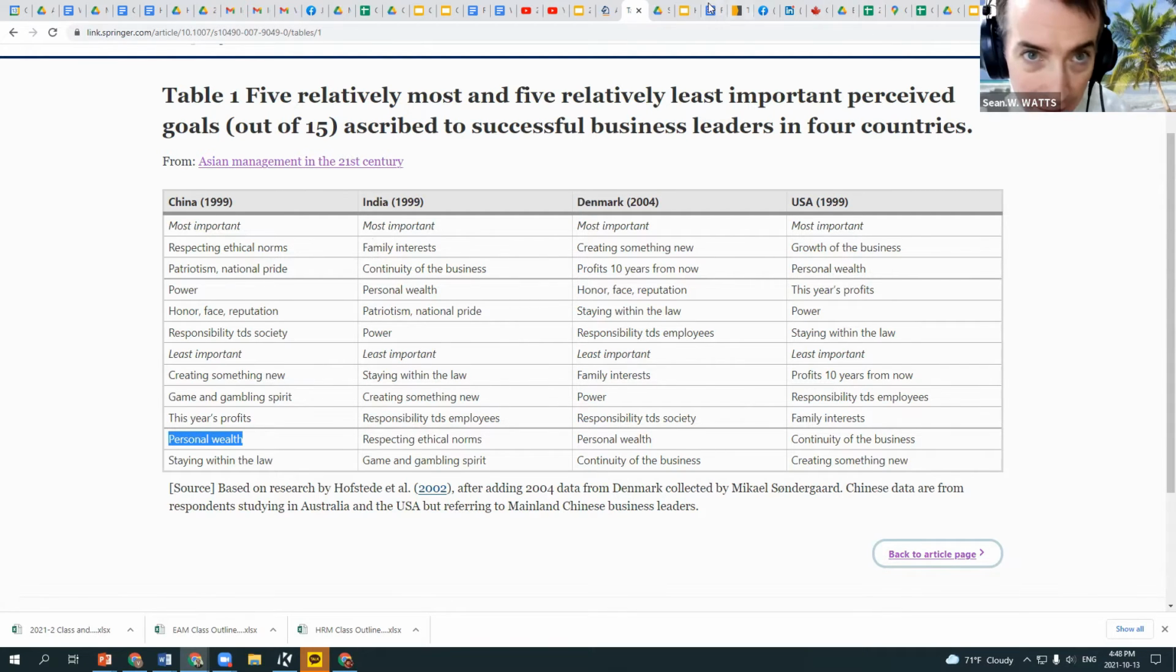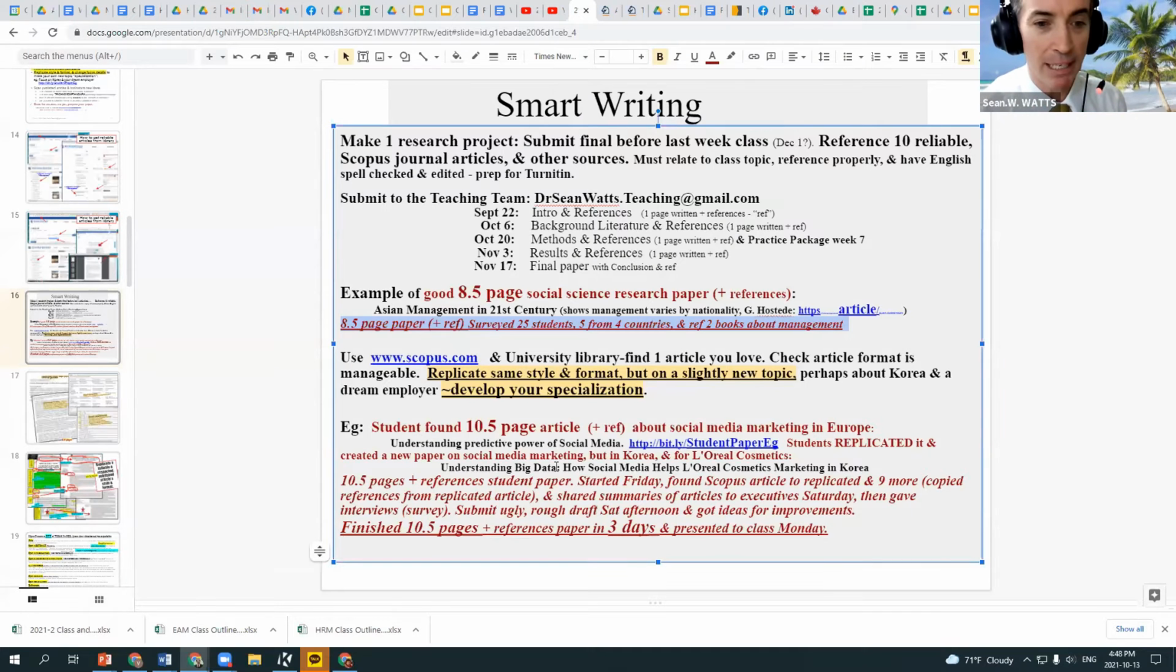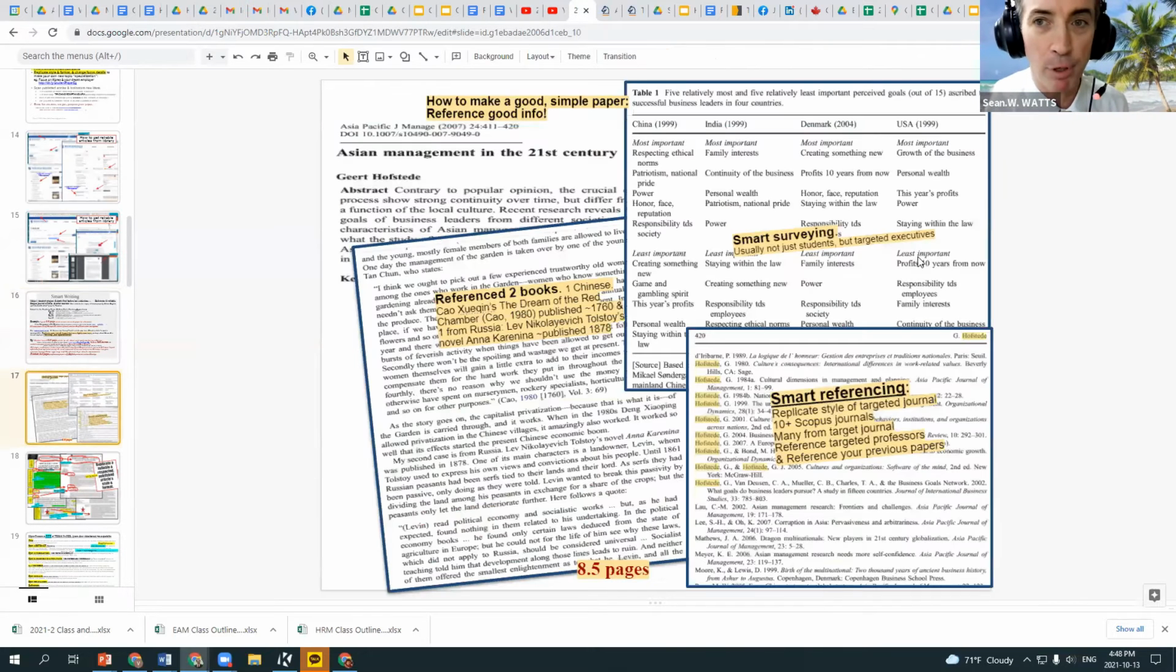So with that said, again, let's go through. There are many different examples of this. Some student papers are talking about that. This is the paper I just finished showing you, the idea of Asian management in the 21st century. They referenced 2 books. They referenced some smart surveying.